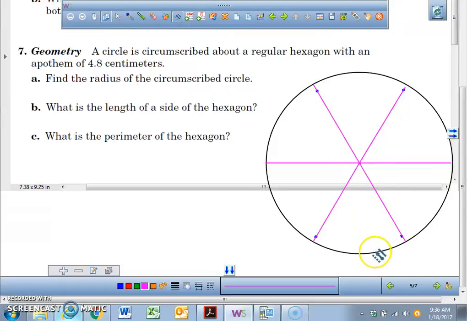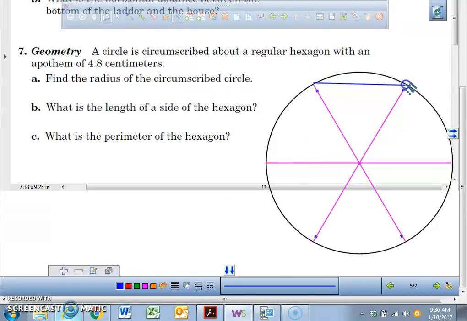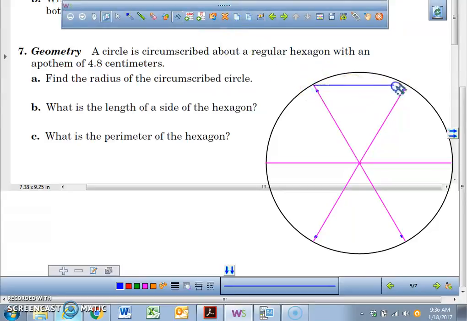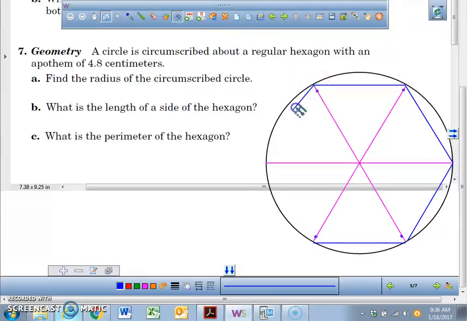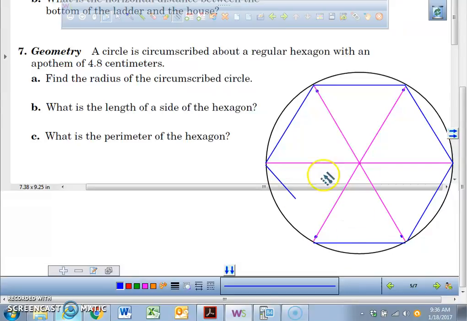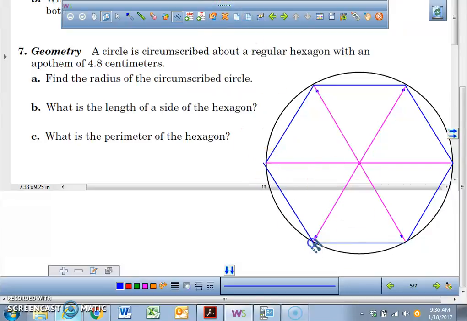Now, after you've done that, what I want you to do is I'm going to connect from here to right here. Oh, there. And what am I building? What polygon am I building? A hexagon. So I'm building a regular hexagon. Oh, my board's reset. So my board has to reset. And you do the last section right here.